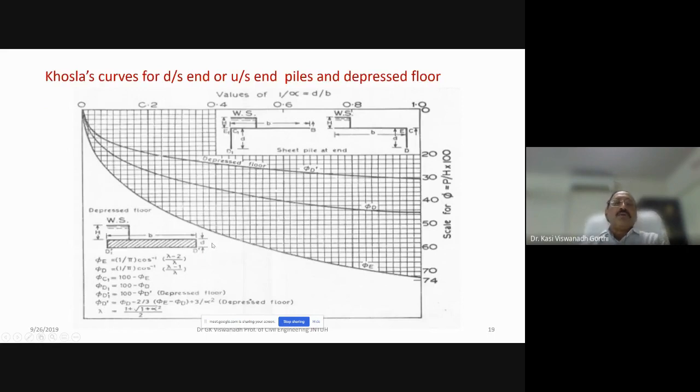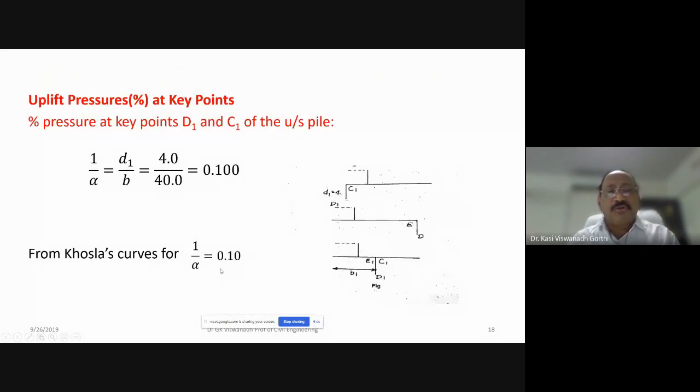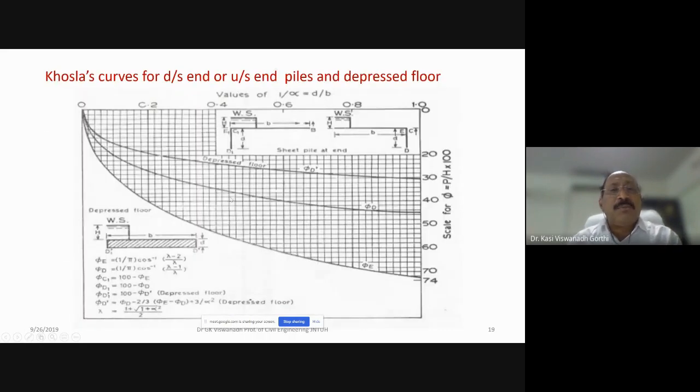So look at this Khosla's curve. The values of 1 by alpha, that is D by B, are taken on the x-axis, and the scale for the percentage pressure, P by H into 100, is given. The value of phi is given on the y-axis. You have different cases like upstream end pile, downstream end pile, intermediate pile, and depressed floor. For all these, the same curve can be used. In this problem, you have got the value of 1 by alpha equal to 0.1. Corresponding to this, what is the value of phi D? What is the value of phi E?